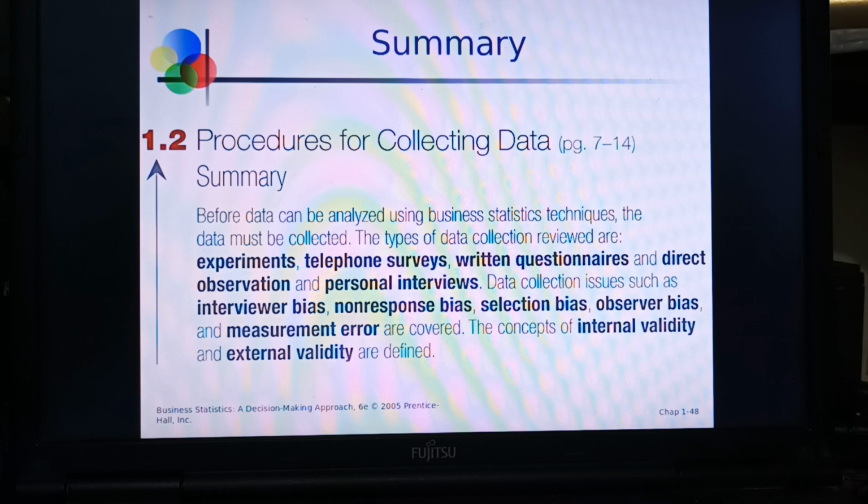Of course, personal interviews. Data collection issues such as interviewer bias, non-response bias, selection bias, observer bias, and measurement error are also part of Chapter 1, although some of these were not covered very much. And also the concepts of internal validity as well as external validity were mentioned.